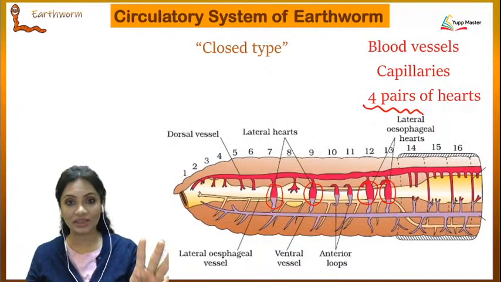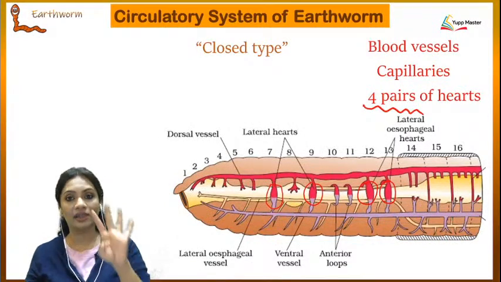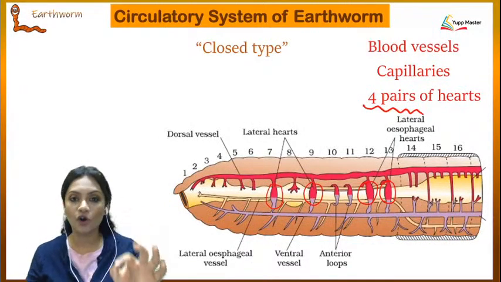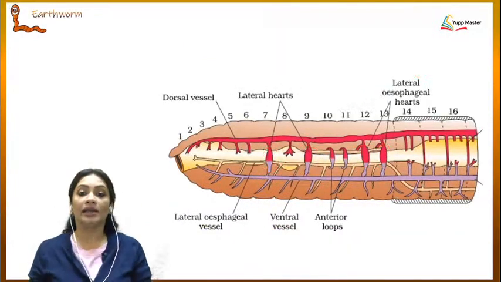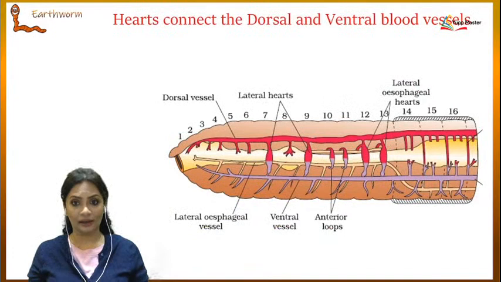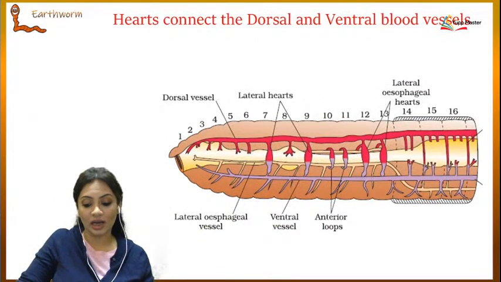So there are blood vessels, there are capillaries, and there are 4 pairs of hearts for its blood to be circulating in the body, alright. Now, we also see here that it is the heart. Which was the heart? Remember, these were the hearts, okay. These were the hearts.